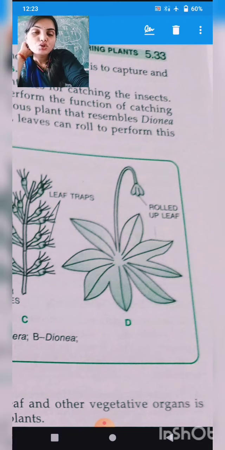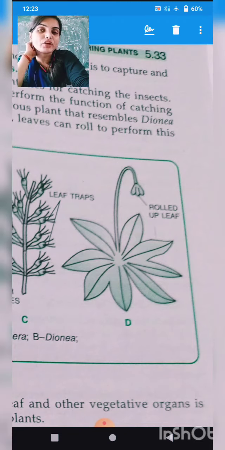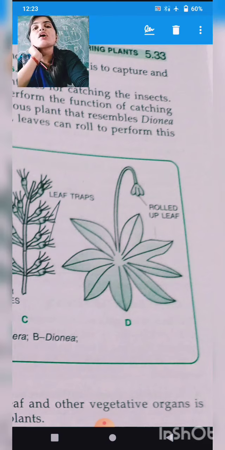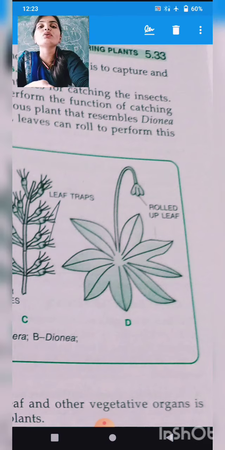Okay students, so these are the different types of modification. See students, this is not the thing which can be fully explained by me to all of you. These are the things which you have to study on your own, but I am just giving you a brief idea. So all you have to do is to study on your own with the book and see the different modifications shown in leaf, stem, root.